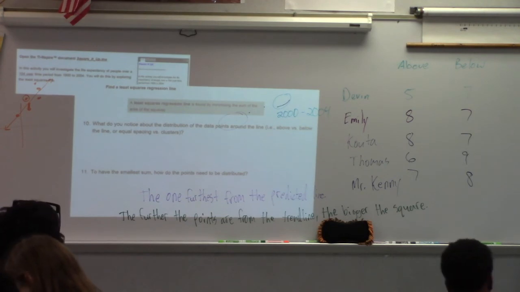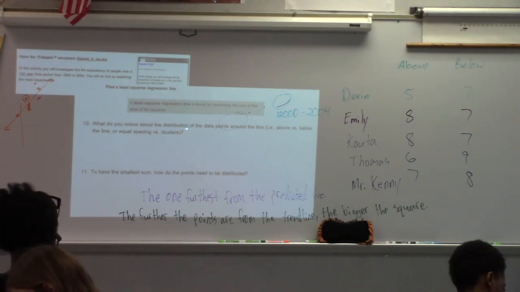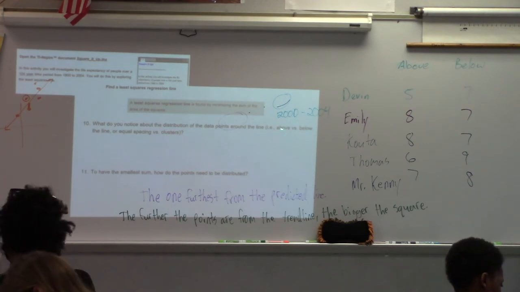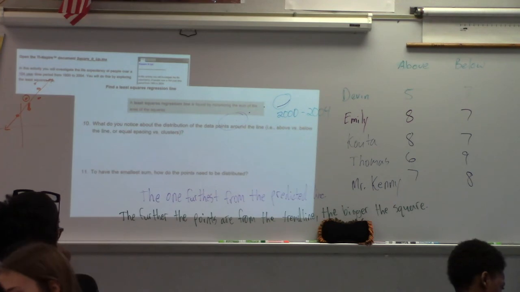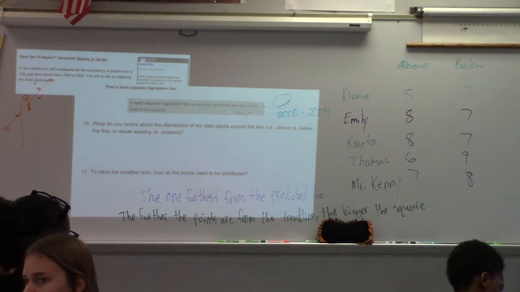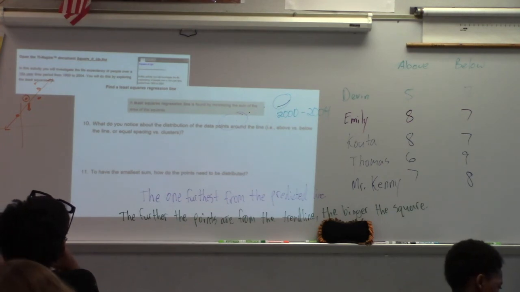So here's the thing, and we already talked about this. What should we notice about the distribution of the data points around the line? What's above versus what's below, or equal spacing versus clusters? What did we already say about the points above and below? Yeah, so the ones above are going to have a positive residual, and the ones below are going to have a negative residual. But what I'm talking about is what did we notice about the points above and below?